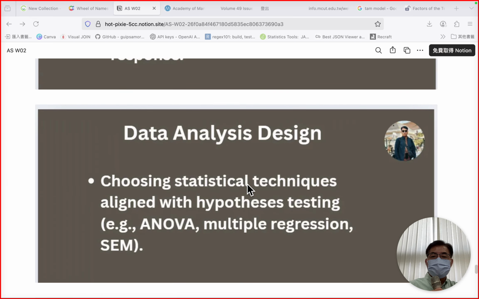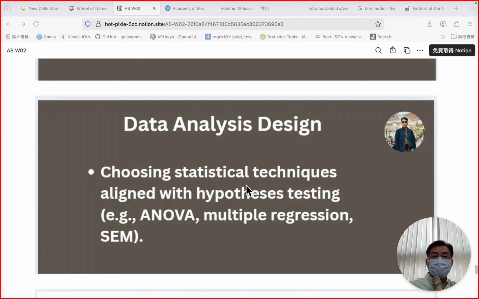And data analysis. After we have hypotheses, we usually decide which techniques we need to test our hypotheses: ANOVA, multiple regression, and SEM.